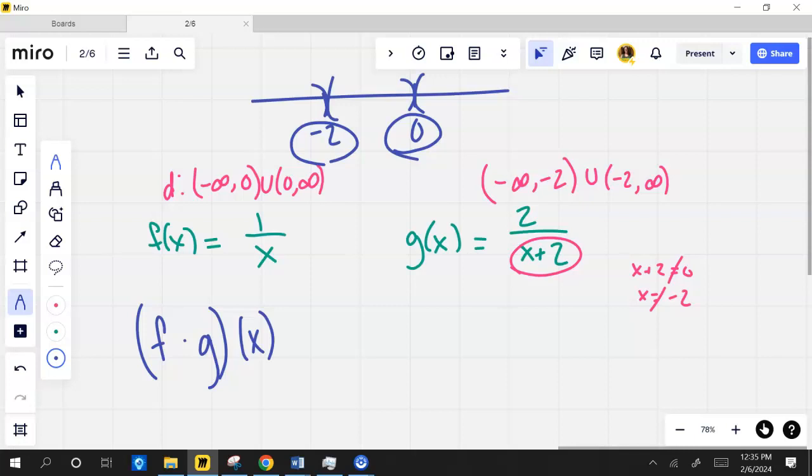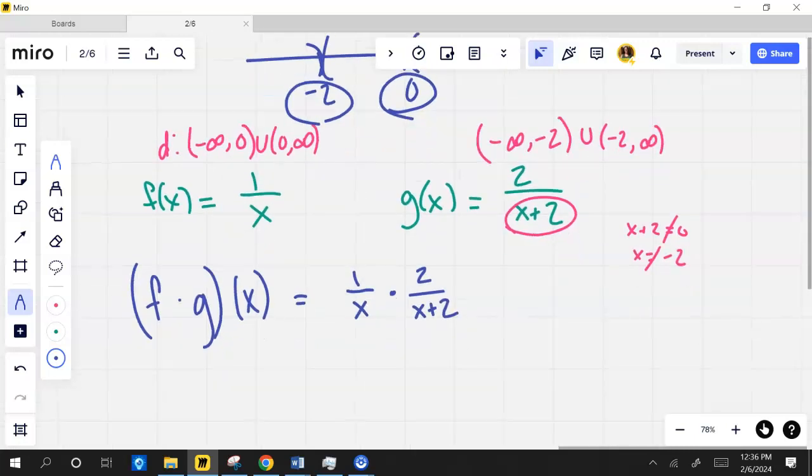Let me show you what I'm talking about. 1 over x times 2 over x plus 2. Agree or disagree? So this becomes 2 over x times x plus 2.